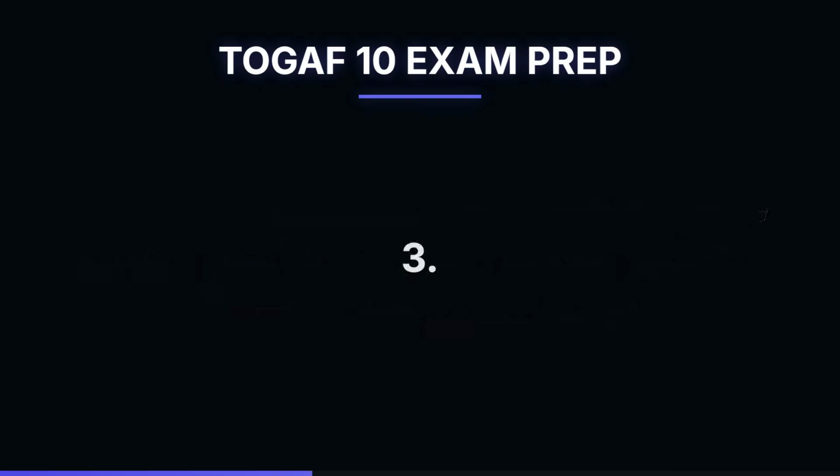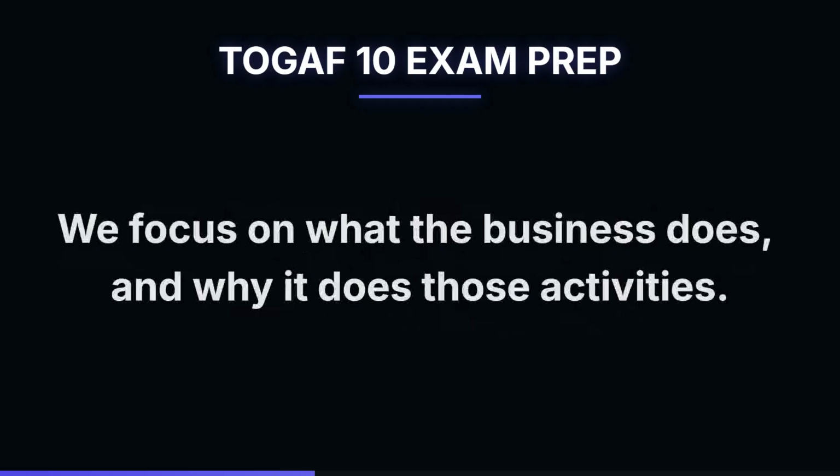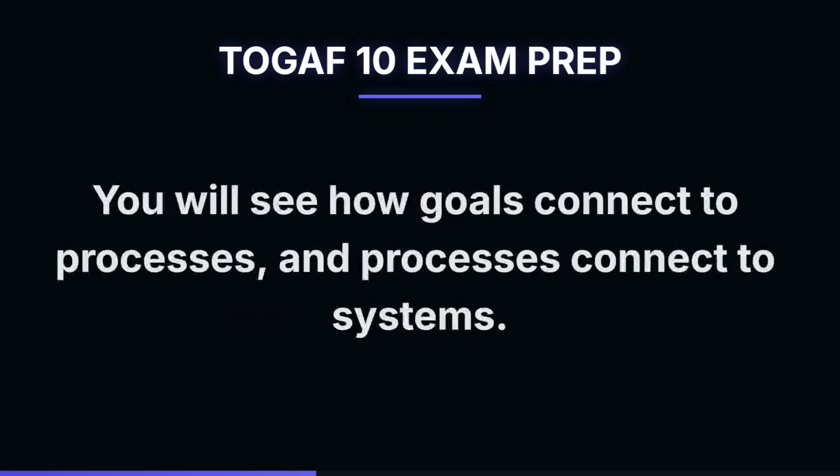Section 3. In this section, I explain business architecture in very clear and simple words. We focus on what the business does and why it does those activities. You will see how goals connect to processes and processes connect to systems.